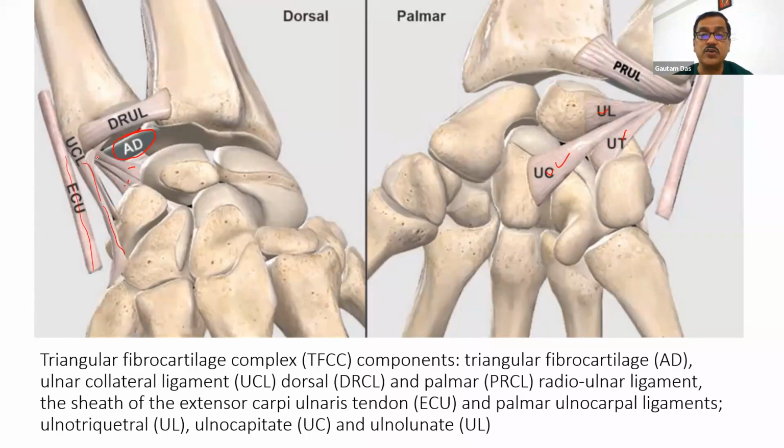The triangular fibrocartilaginous complex is all together. All those ligaments and some of the tendons together make the triangular fibrocartilaginous complex. And the triangular fibrocartilage is like an articular disc.